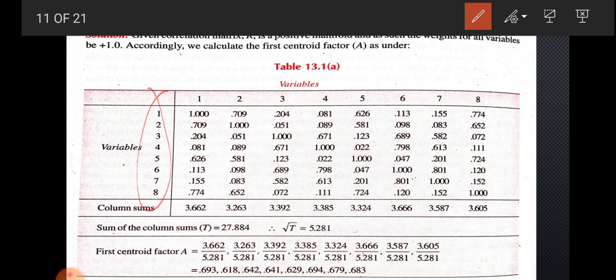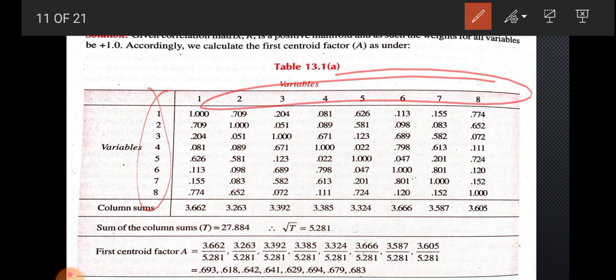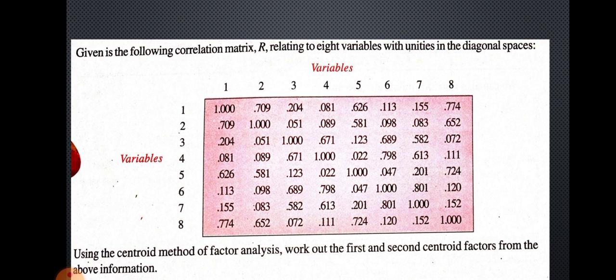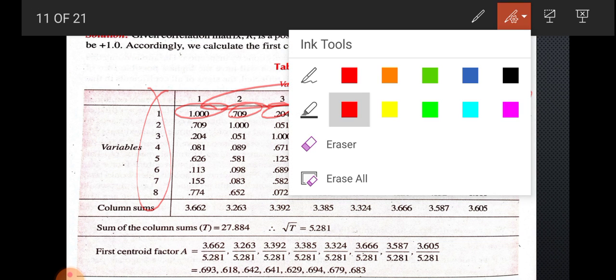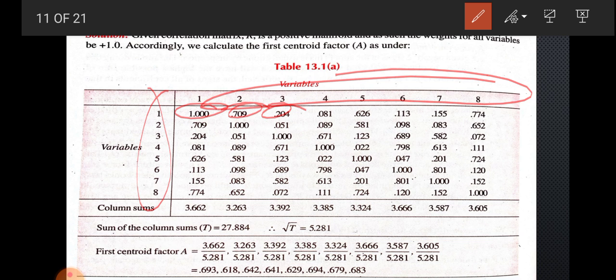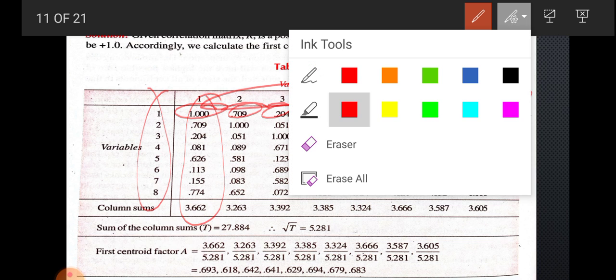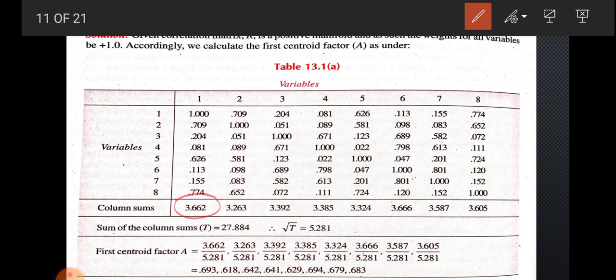These are the rows and these are the columns. Here the values are already given. These values we have not calculated, they are just given here. This one value only we have written here. So we have to first do the column sum.